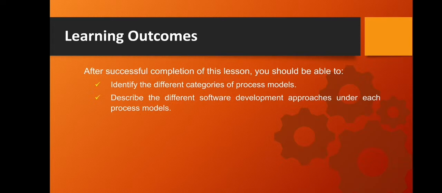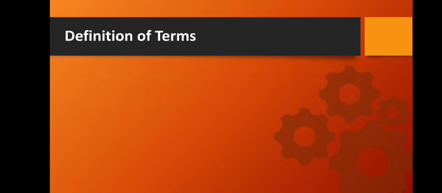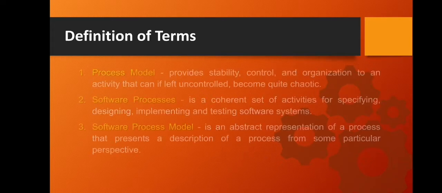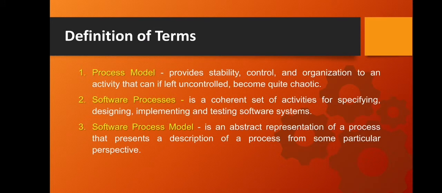Let us first review some of the terms we have discussed in the previous lesson for this discussion. First, we have the process model. So, the process model provides stability, control, and organization to an activity that can, if left uncontrolled, become quite chaotic.